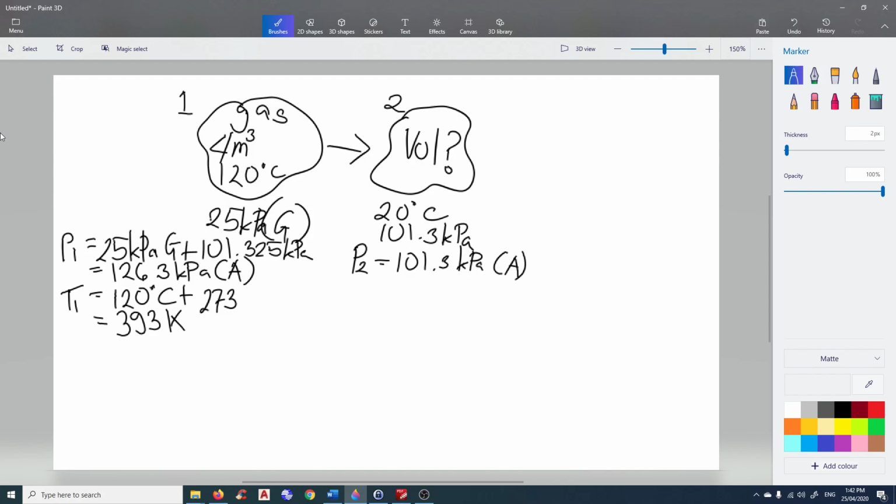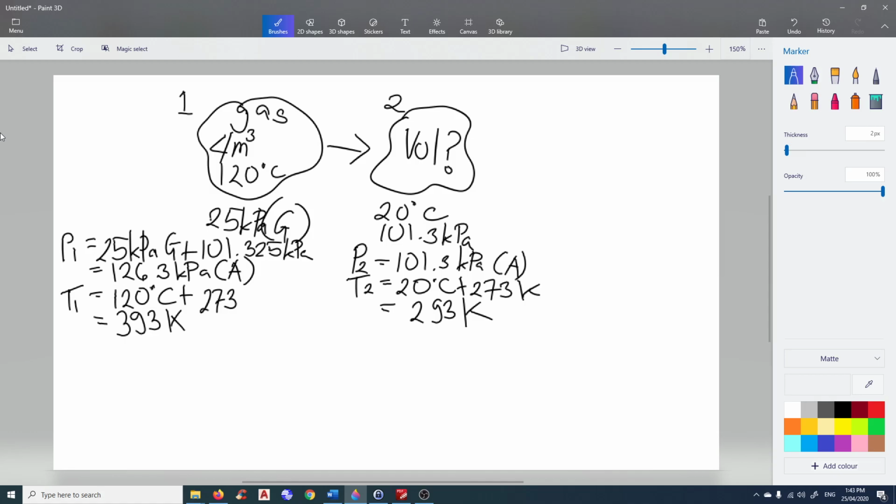Remember, the absolute pressure is the actual pressure that we are being subjected to by our atmosphere. If we have a gauge pressure in our hand, it will read 0. But in fact, we are being pressurized by the atmosphere by this much pressure. Okay. Same with T2, we have to do conversion because this is still in degrees Celsius. So you add 273, that becomes 293 Kelvin.